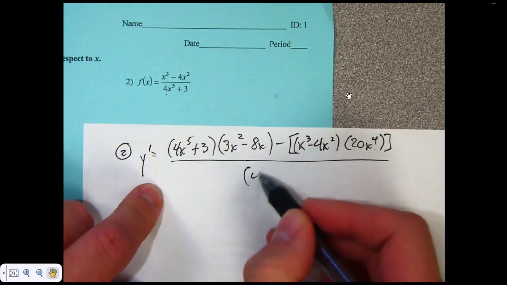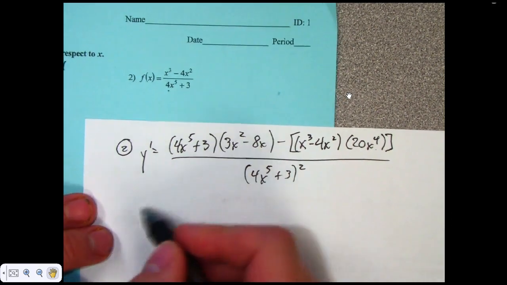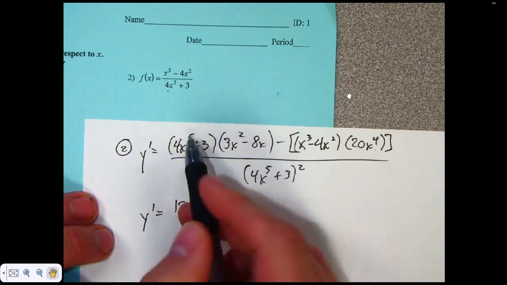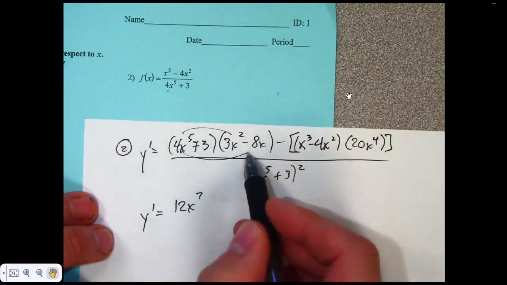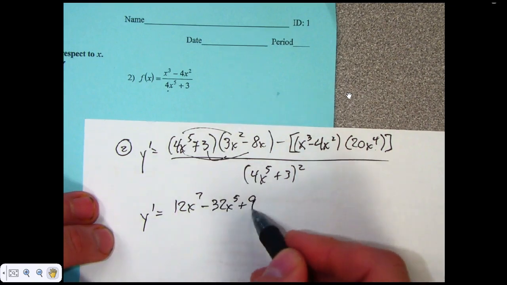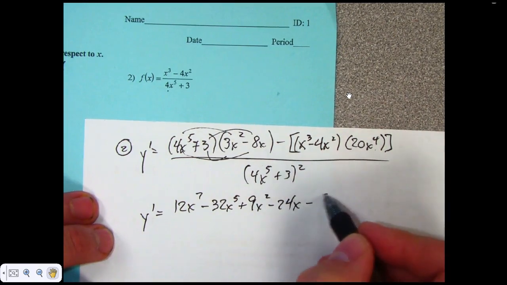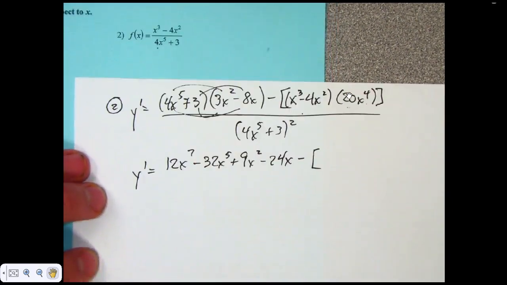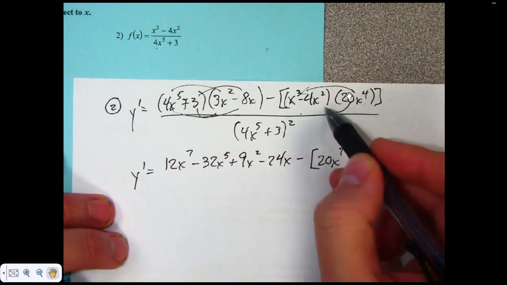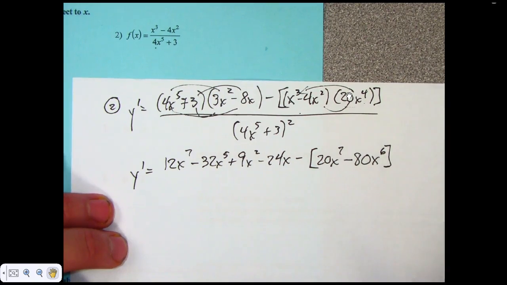And that's all over the bottom squared, and you do not have to square that bottom. You can just leave it like it is. But on top, I do need to clean that stuff up. So I've got a FOIL here, which gives me 12x to the 7th. This is negative 32x to the 5th. This is 9x squared. And then this last one's minus 24x. Minus, and I would keep that big subtraction bracket there still. Distribute in here. So this is 20x to the 7th minus 80x to the 6th.